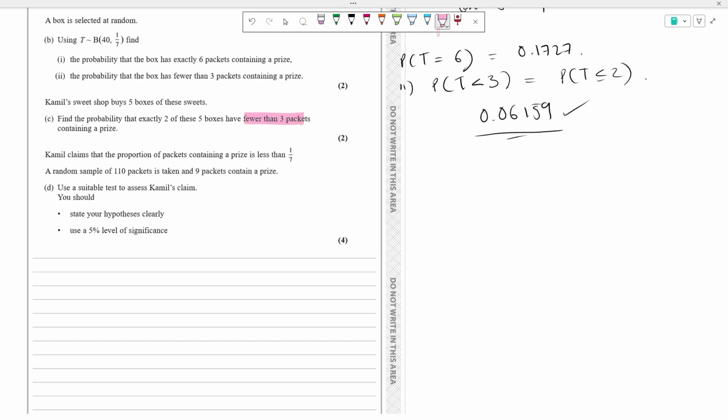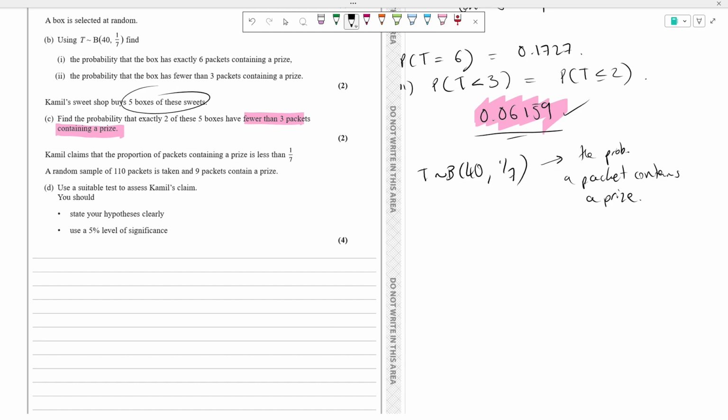Okay, so we actually have a probability that we already worked out for this, which is 0.06159, for 40 packets, for a packet containing a prize. Okay, so when you write a distribution down, I would recommend you actually just try to look at or even annotate what the event represents. So your T event here is essentially the probability a packet contains a prize. That's what this represents.